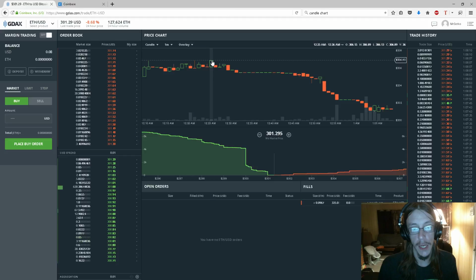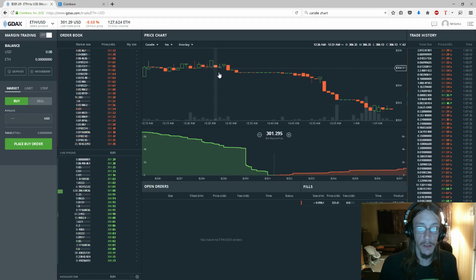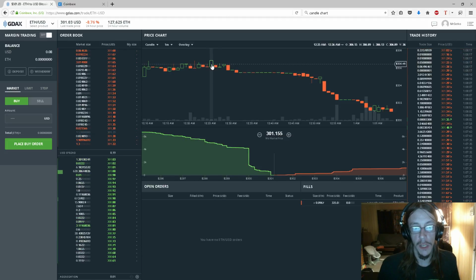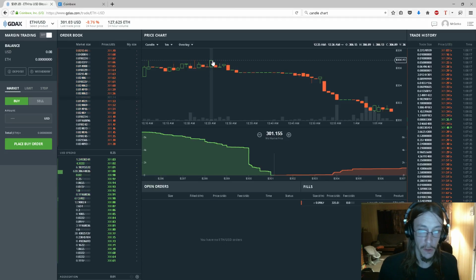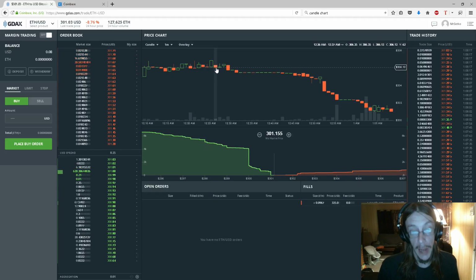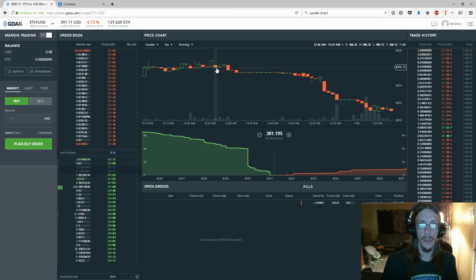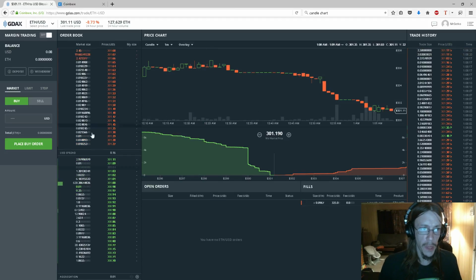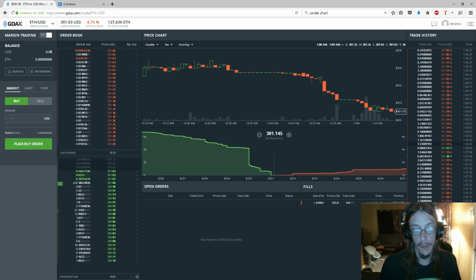So at this minute, it was $306. At this minute, it was $306.36. So the green is represented by strong buyers. There were more buyers than there were sellers in that period, and therefore the price increased. And in this period, there were more sellers than buyers, and therefore it's colored orange, and the price decreases. So that is all representative of this and this.